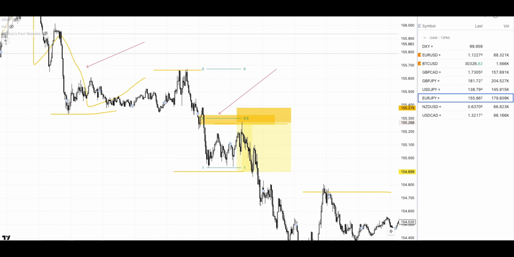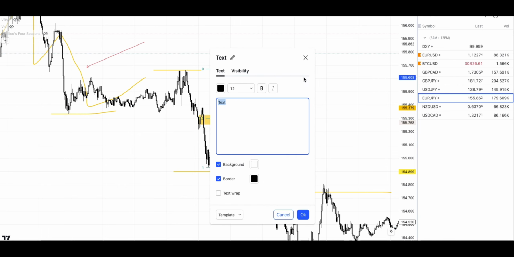The first thing you want to remember is market structure comes first. Then after market structure, you need to find your supply and demand. So market structure, then supply and demand. Your supply zones and your demand zones, if you're already a trader that uses them, can be what you want.